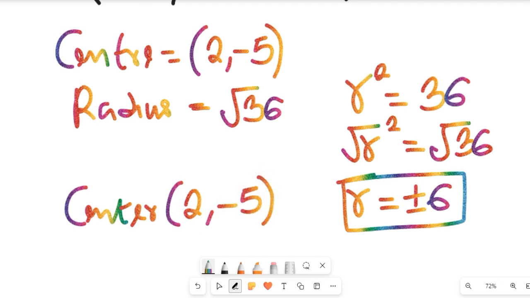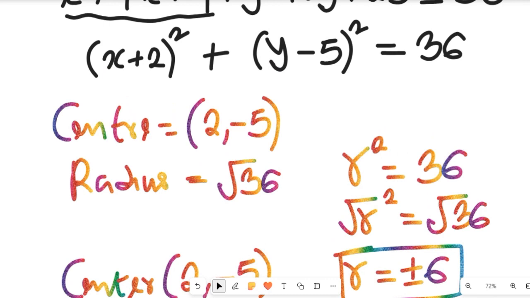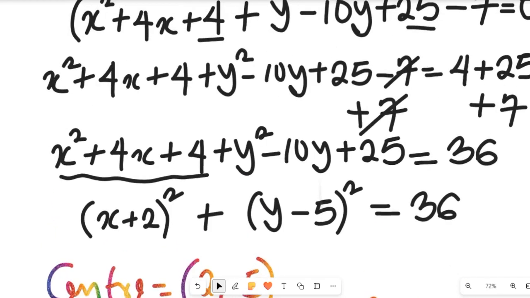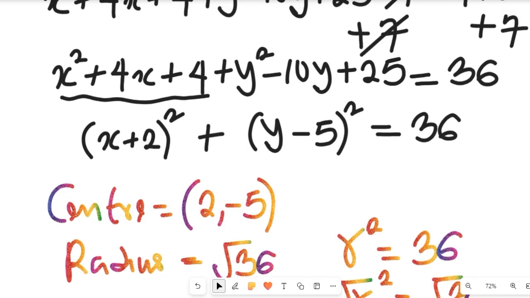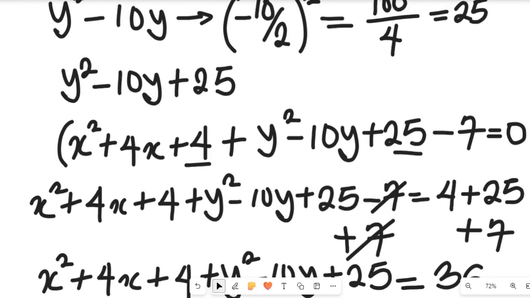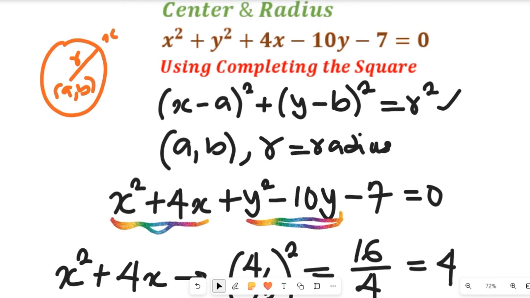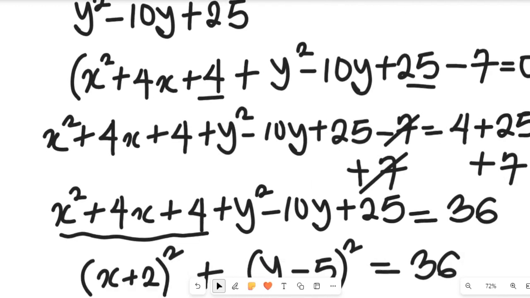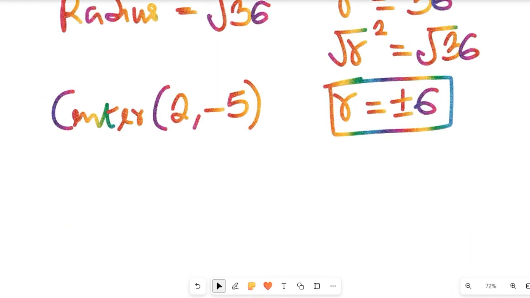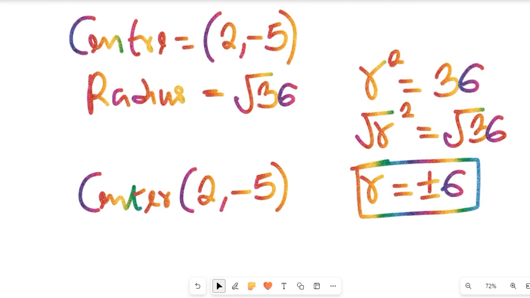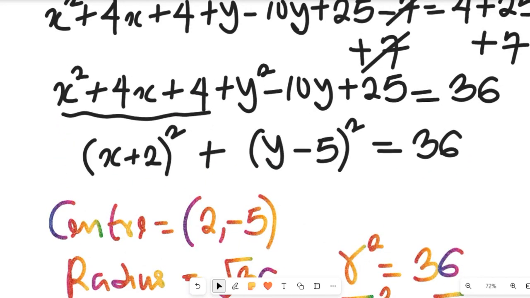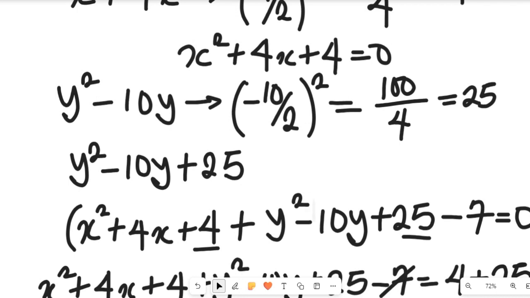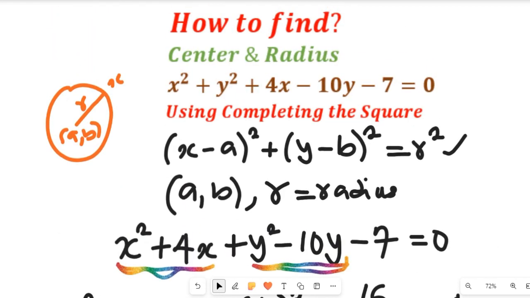So you see, with this method, we are able to find the values of the center and the radius of that circle. Comparing this equation with the equation of a circle, given the center and the radius, you come to see that the center is 2, minus 5, and the radius is 6. So this is how we can find the radius and the center of a circle given the equation.